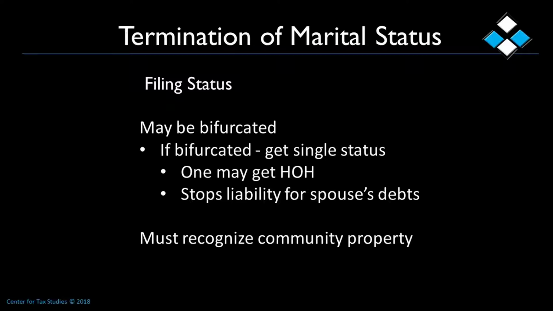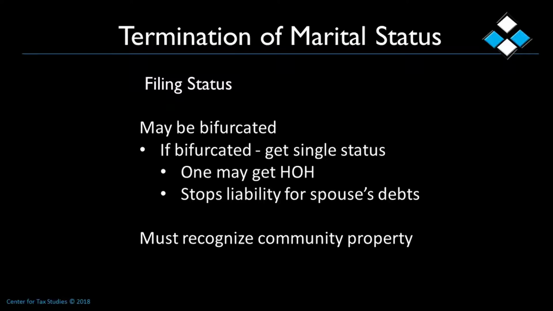At this point, once you bifurcate, you get the single taxpayer status as either single or as head of household. But even if you bifurcate the marriage, there are some issues with community property, in that if you do not meet all of the following criteria, you may still have to have community property on both sides of the return, both yours and your ex-spouse's.